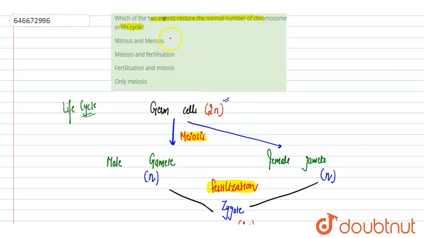Mitosis and meiosis, this is incorrect. Meiosis, first meiosis, then fertilization, correct. Fertilization and mitosis, this is incorrect. Only meiosis, incorrect. Option B is correct.